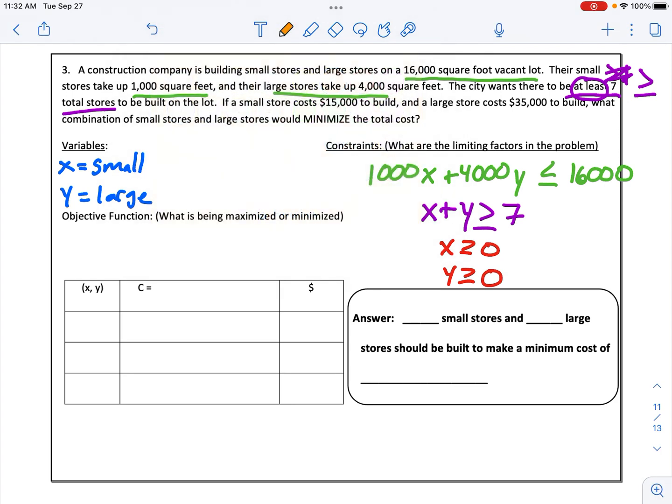Finally, we'll do our money. So costs: small store costs 15,000, large store costs 35,000. So instead of profit, now we're doing cost. So cost equals 15,000 X plus 35,000 Y. And that's what's going to go in our table.